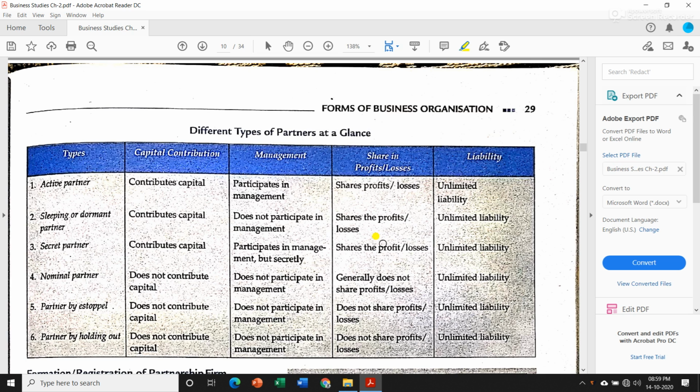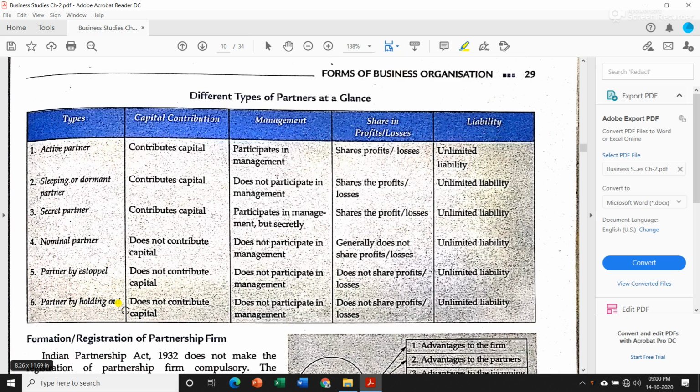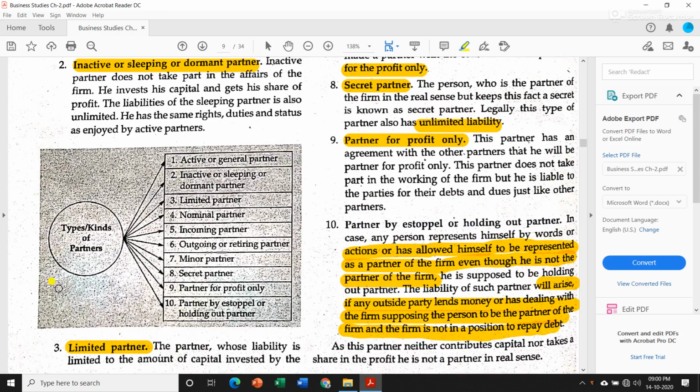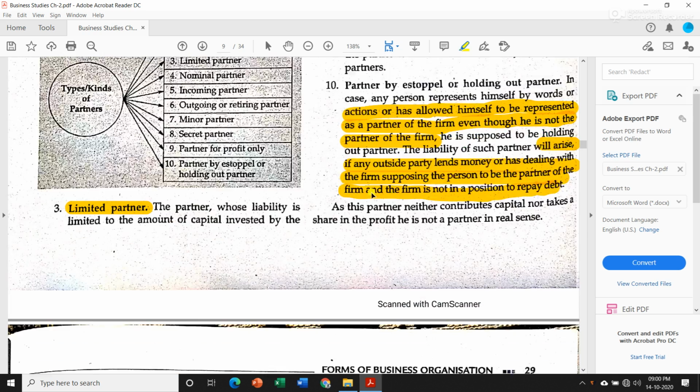Others don't take active participation. Then while sharing profit and loss, only these first 3 take a share in profit and loss, but nominal partner and partner by holding out are only there for the namesake, so they don't take any share in profit or loss. And talking about liability, all these 6 partners' liability is unlimited. Okay, so these are the 6 main types of partners, but just for understanding, you can read all these 10 partner types.